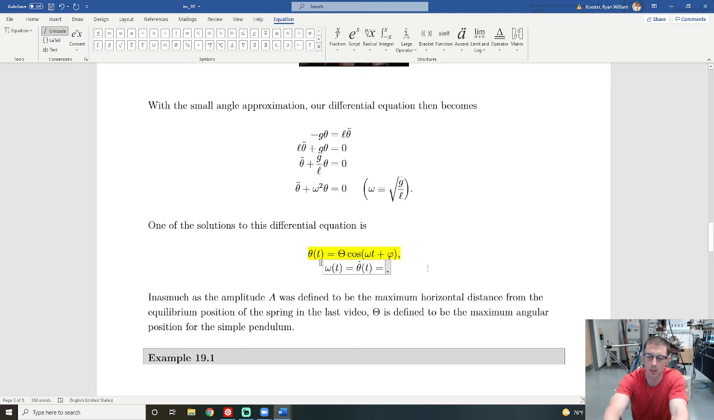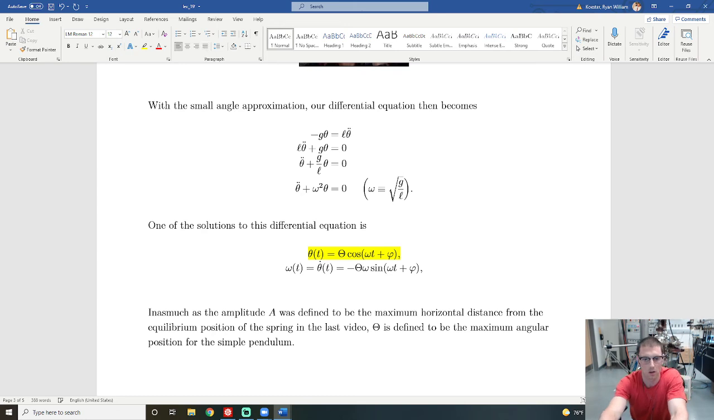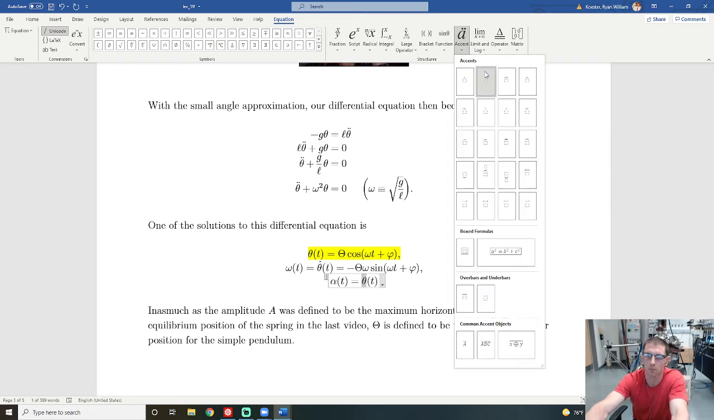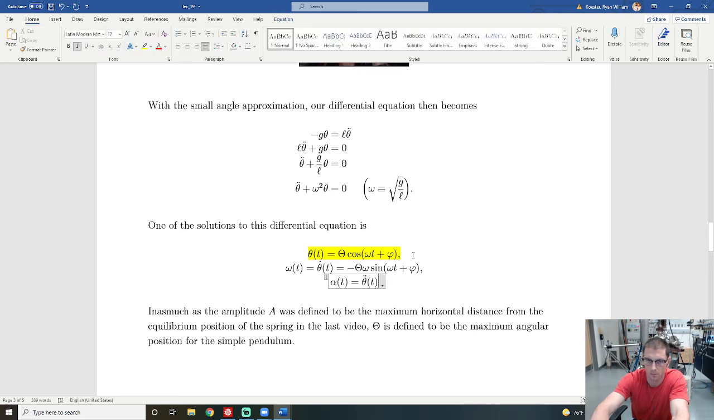So for the first one, we find negative big Theta omega sine(omega t plus phi). And then we can also solve for the angular acceleration as a function of time, remembering that this should just be theta double dot. And then we just take a quick derivative one more time, and we find that this works out to be negative big Theta omega squared cosine(omega t plus phi).